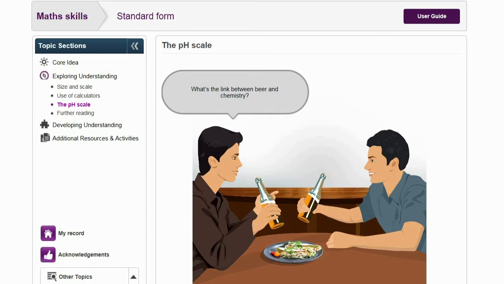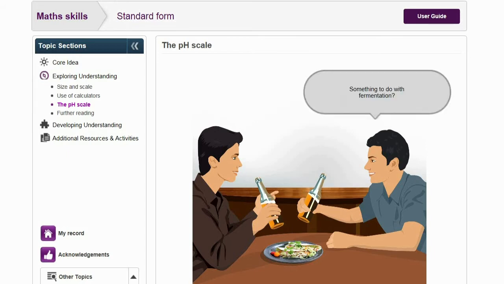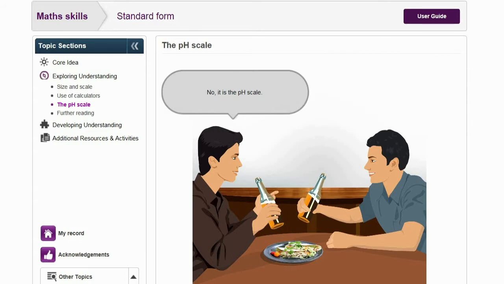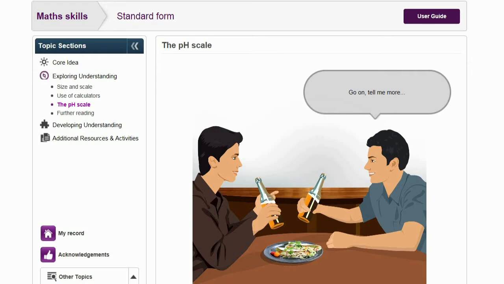If you're interested in finding out more about how the pH scale came about and the maths behind it, there is a section on this in our online Teaching Math Skills course. You'll find a link on the companion sheet.